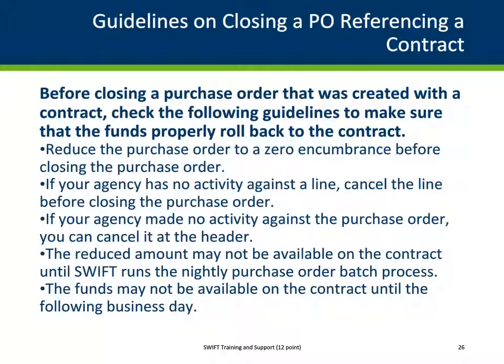Before closing a purchase order that was created with a contract, check the following guidelines to make sure that the funds properly roll back to the contract. Reduce the purchase order to a zero encumbrance before closing the purchase order. If your agency has no activity against a line, cancel the line before closing the purchase order. The reduced amount may not be available on the contract until SWIFT runs the nightly purchase order batch process. The funds may not be available on the contract until the following business day.